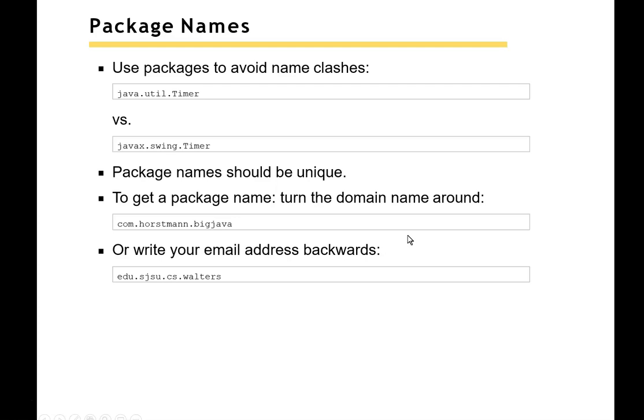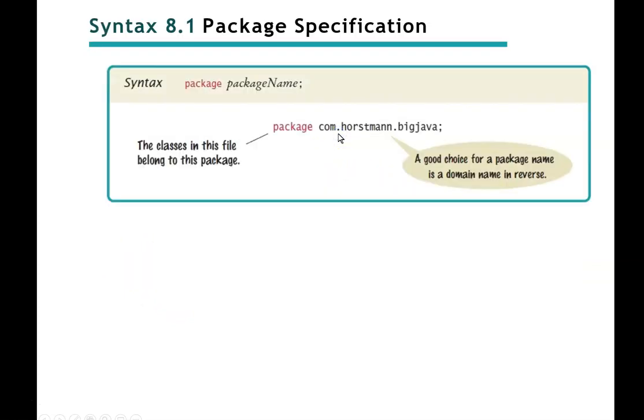There are times when you want to use a package name to avoid clashes. For example, java.util has a Timer, as does Swing. So you might want to use the full name explicitly to say which Timer you're using. Package names should be unique. To get a package name, we often turn the domain name around. www.microsoft.com would become com.microsoft. Or you can use your email address backwards. It's up to you.